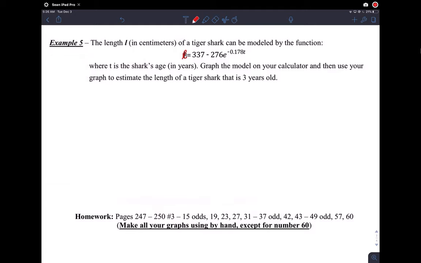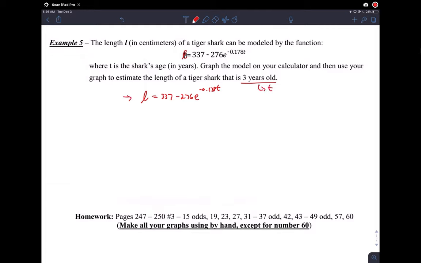Graph the model on your calculator, then use your graph to estimate the length of the tiger shark that is 3 years old. So if you graph this on your calculator, what you're doing is graphing L equals 337 minus 276e to the negative 0.178t. And then they say, when he's 3 years old, estimate his length. So 3 years old is a time. This is a t value.